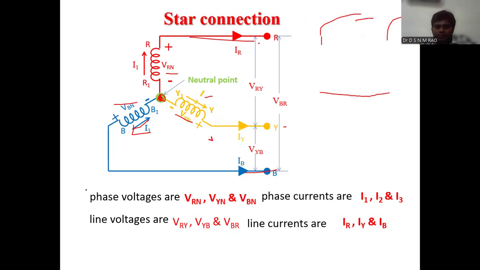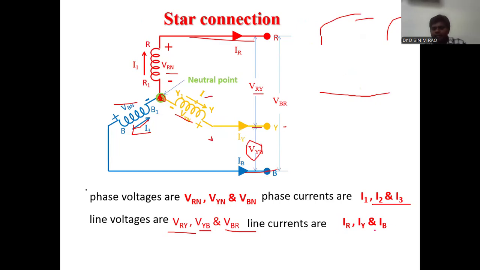Similarly, the voltage between any two lines is nothing but line voltage. The voltage between R phase and Y phase is represented by VRY, the voltage between Y phase and B phase is represented by VYB, and the voltage between B phase and R phase is represented by VBR. So here I have represented all the phase voltages and phase currents, similarly line voltages and line currents: VRY, VYB, VBR are line voltages.